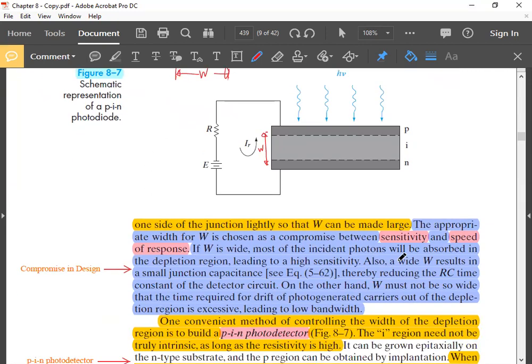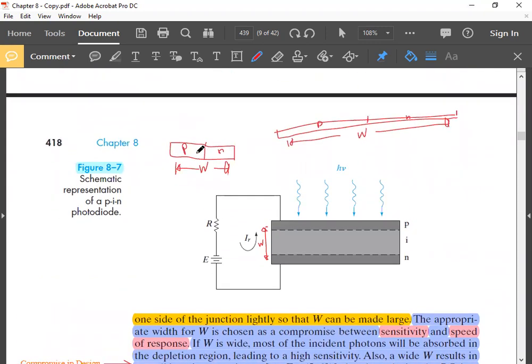Also, a wide W results in a small junction capacitance, thereby reducing the RC time constant of the detector circuit. Remember, this is a reverse bias PN junction. So in a reverse bias PN junction, there is junction capacitance, and junction capacitance is epsilon A by W. So as W increases, the capacitance decreases.